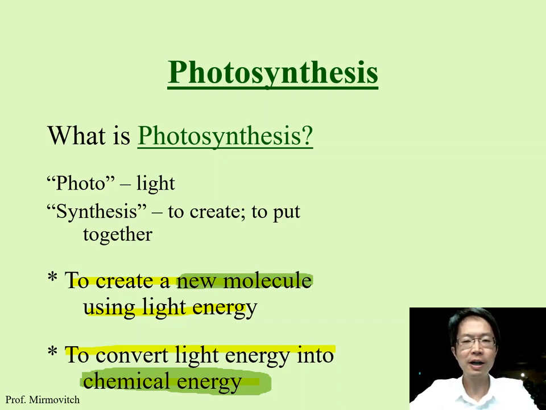Chemical energy is, as I mentioned before, the covalent bond in glucose. Covalent bonds generally store energy, and glucose has a lot of covalent bonds. So when animals eat glucose, the glucose will go through cellular respiration that we'll talk about in the next module, and then living organisms will use the energy stored in the covalent bonds to make ATP.